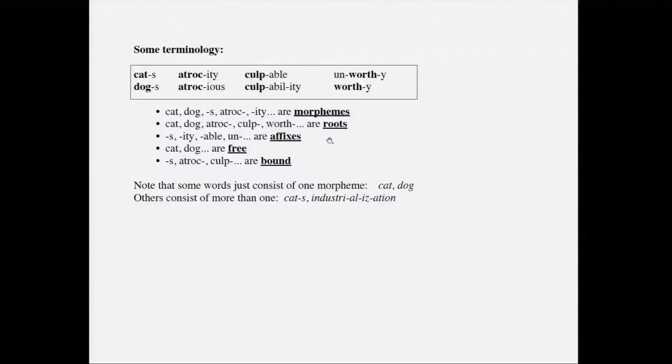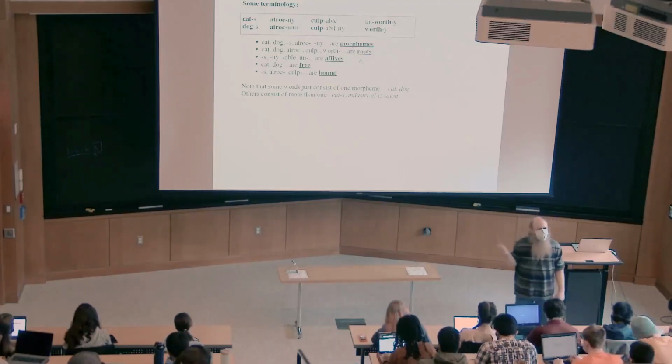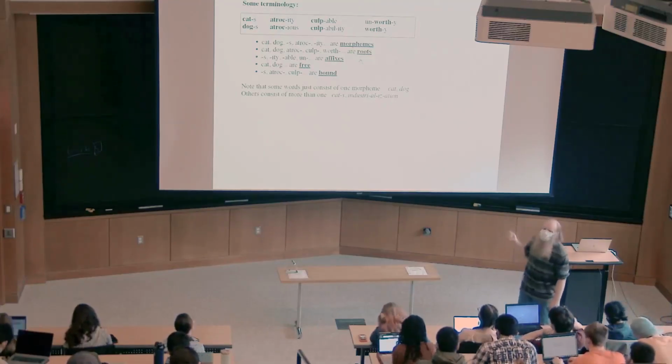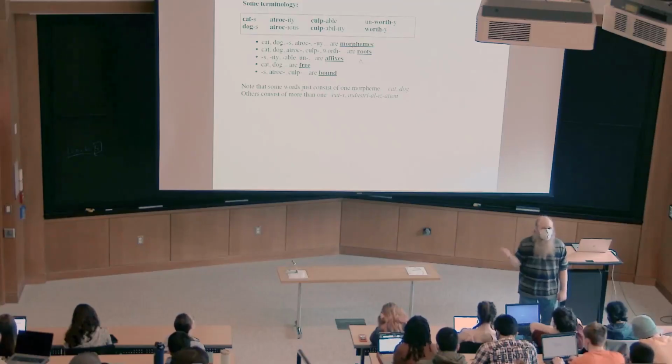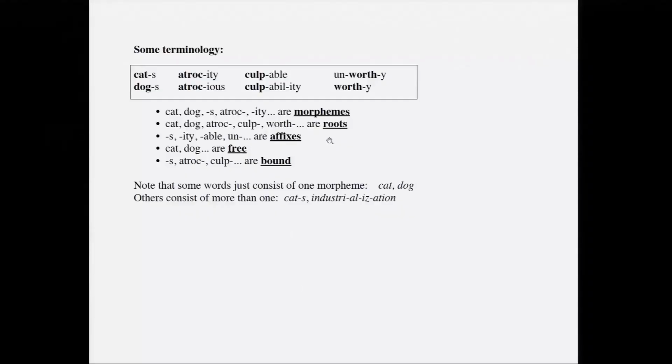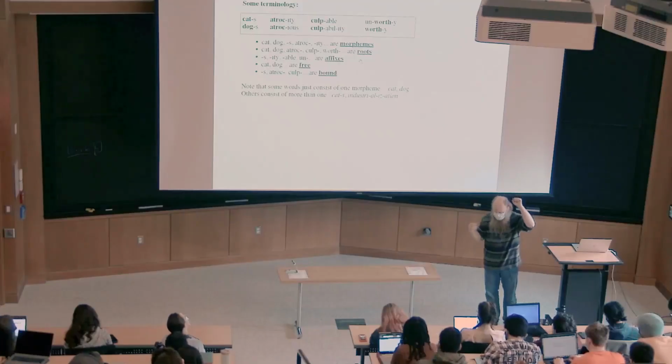And then there's one last distinction to draw, which is between things that are free and things that are bound. To say that a morpheme is free is to say that you don't have to add anything to it. It can be a word by itself. So cat is a free morpheme. S is a bound morpheme. So is culp and atroce. Culp isn't a word. Culpable is a word. Culp is a root. So it's a bound root. You need to add a suffix to it, but it's something to which you add suffixes.